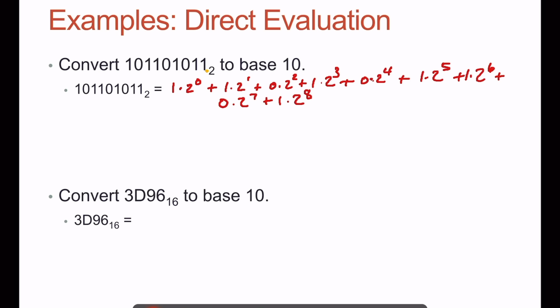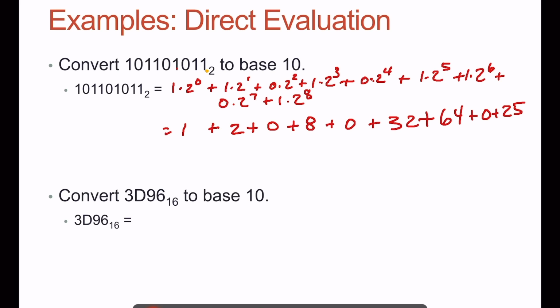That simplifies to: 1 times 1 is 1, plus 1 times 2 is 2. 0 times 2 squared is 0. 1 times 2 cubed is 8. 0 times 2 to the 4th is 0. 1 times 2 to the 5th is 32. 1 times 2 to the 6th is 64. 0 times 2 to the 7th is 0, and 1 times 2 to the 8th is 256. When we add these values up, we end up with 363 in base 10.